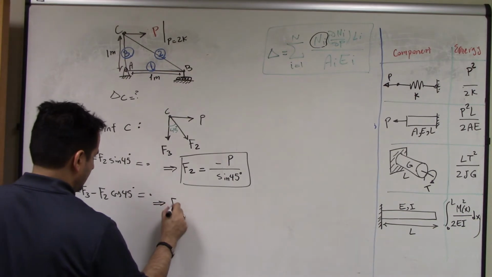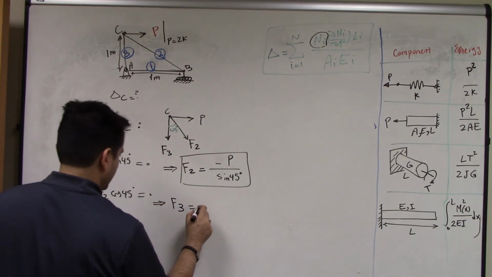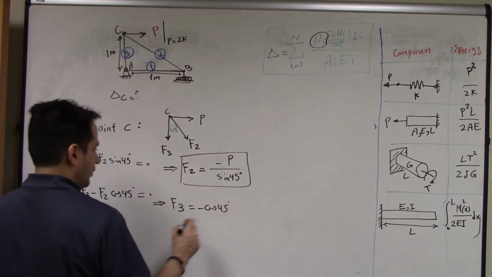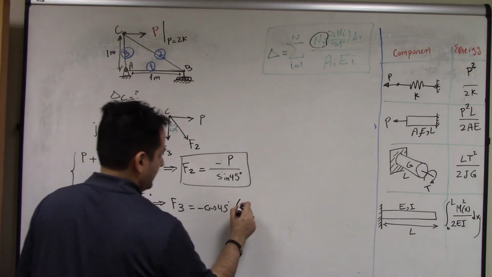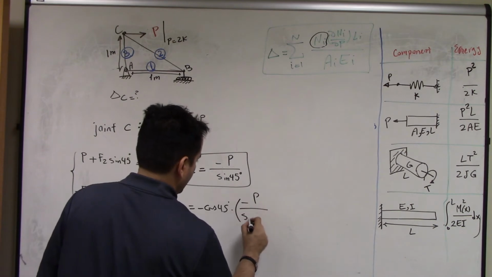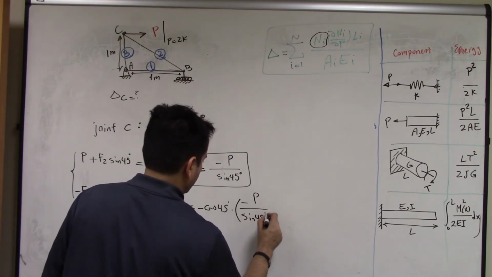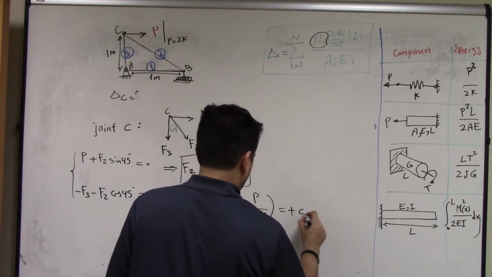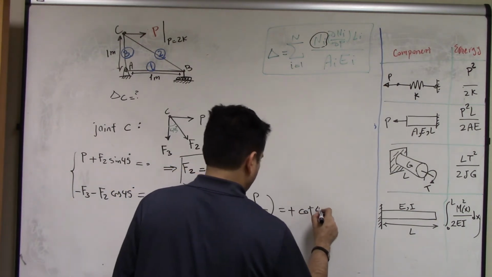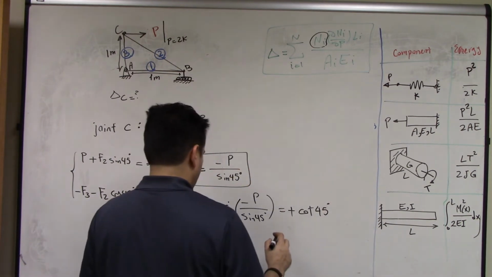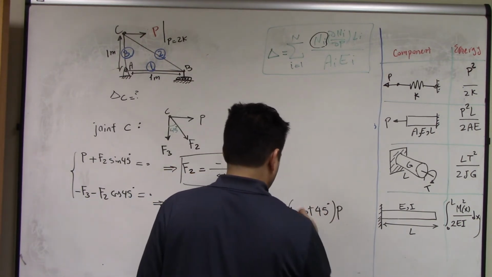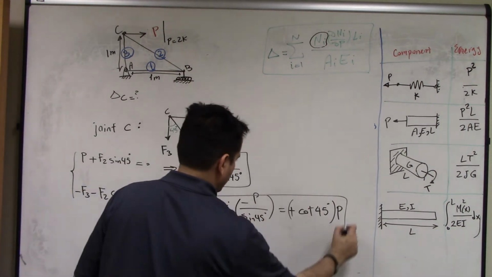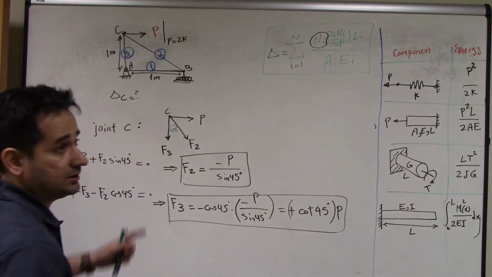And then we put it here. Then F3 is equal to negative cosine 45 times F2, and F2 is negative P over sine 45 degrees. So that's going to be positive cotangent of 45 times P. So with just one joint, we find two member forces.